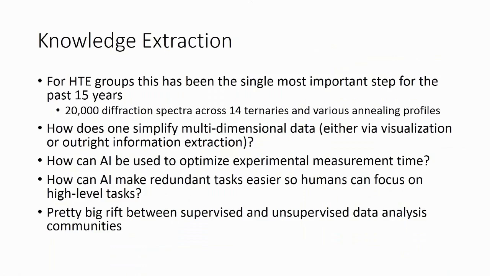The next big issue is knowledge extraction. For HTE groups, this has been the single most important step for the past 15 years. If I have 30,000, 40,000 diffraction patterns across 14 ternaries and different annealing temperatures, how do I pull information from those? How does one simplify multidimensional data, either via visualization or outright information extraction? How can AI be used to optimize experimental measurement time, particularly for things that are expensive to measure? And how can AI make redundant tasks easier so humans can focus on high-level tasks, the things we're good at, things that we'll always be better at than AI, hopefully.